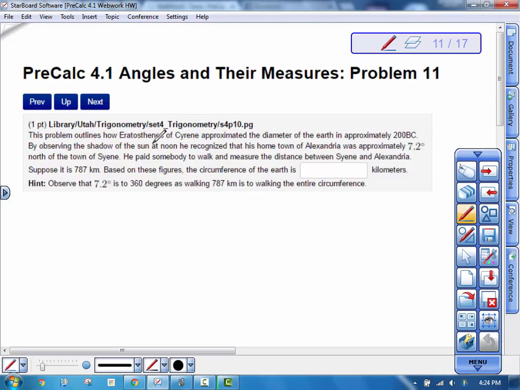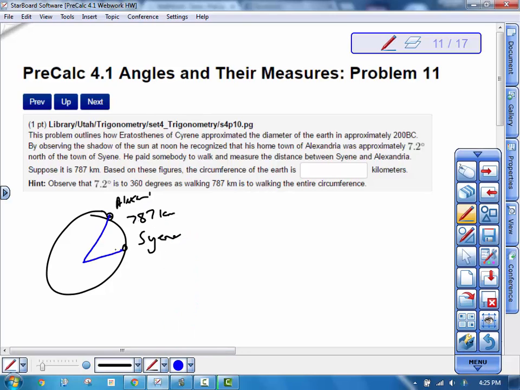Okay, next problem says Eratosthenes approximated the diameter of the Earth, about 200 BC. By looking at the shadow of the sun at noon, he recognized that his hometown of Alexandria, so let's say Alexandria is here, and let's say the other city, Syene, or however you pronounce that, is here, and the distance between them is 787 kilometers.